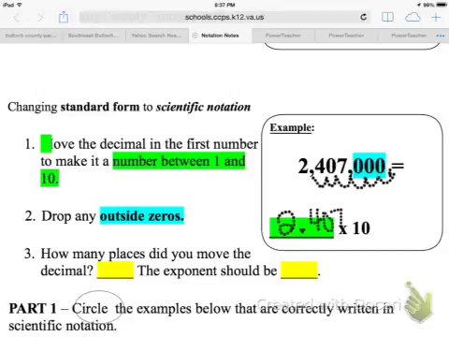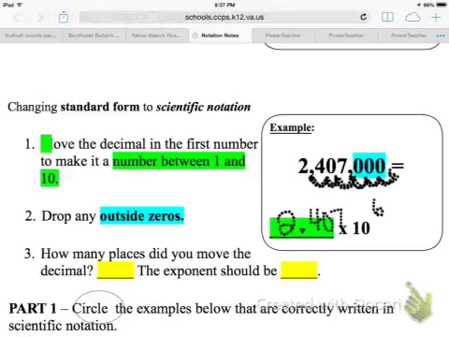2.407. Now, let's talk about why I actually stopped there. If I move once, that number is still greater than 10. I move twice, still greater than 10. A third time, still greater than 10. A fourth time, still greater than 10. A fifth time is still greater than 10 because that's 24.07. If I move one more time, the decimal is technically here. So that gives me 2.407, and that number actually falls between 1 and 10. So when I count my moves, it was 1, 2, 3, 4, 5, 6. Now, I know my exponent is going to be 6 because I moved 6 places.